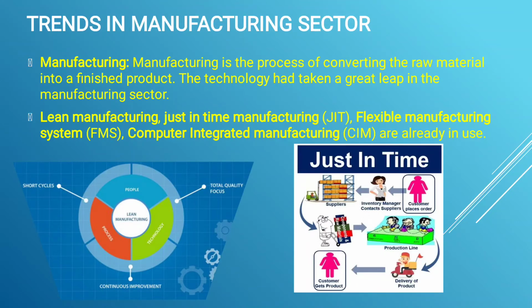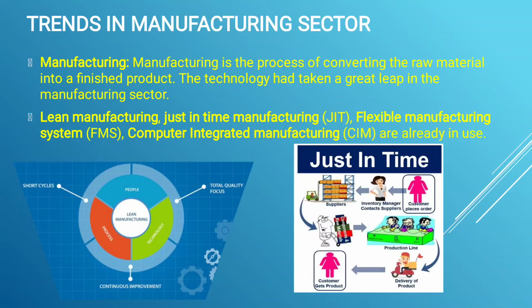Next we move on to the manufacturing sector. What are the trends in the manufacturing sector? Whatever products you are using, whether toothpaste or toothbrush, are manufactured somewhere in the industries. The designs change yearly or even monthly, and not only this product, many products have this type of changing. That can be achieved by the manufacturing sector.